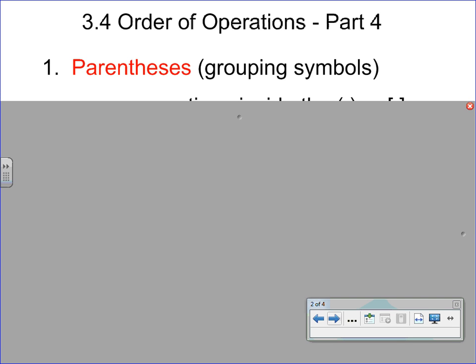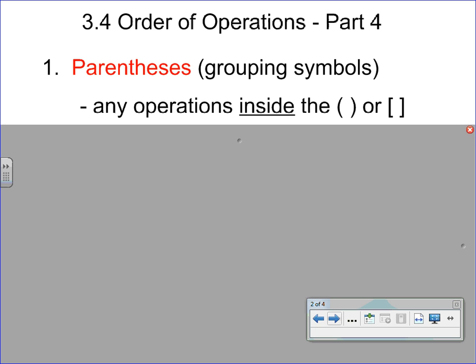So one more time, we're going to review these order of operations. The first thing, and the new part that we're adding to our order of operations problems today, would be parentheses or grouping symbols, and those would be any sort of parentheses or brackets. And in this step, it's where you have to do any operations, so any addition or subtraction or multiplication or division that's found inside the parentheses or brackets.